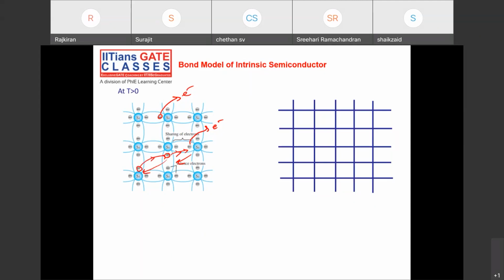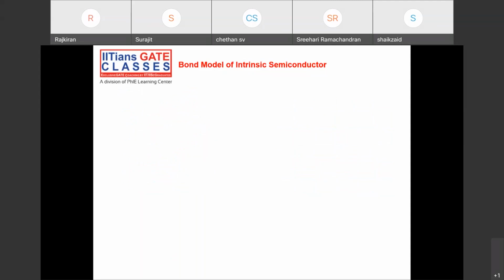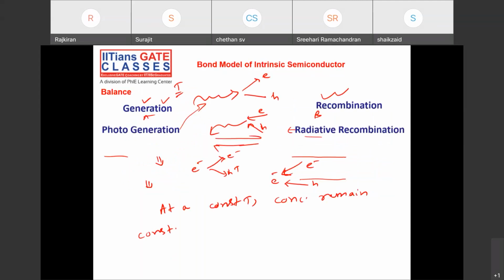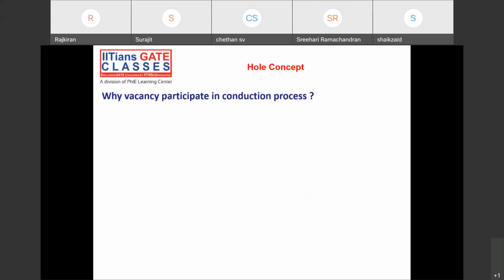Clear, sir. So it is the movement of bounded electrons that is giving the whole movement. It's actually the bounded electrons that are moving, not the hole. Right, sir. Let me tell you one more thing. So how is the hole helping you in conduction?